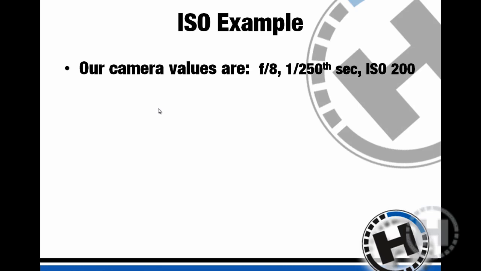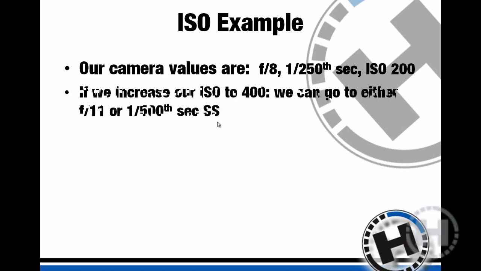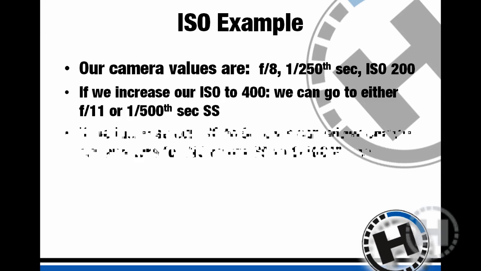So just a quick ISO example. Here are the camera values. We've got f8, 1/250th of a second at ISO 200. This is giving us a proper exposure. If we increase our ISO from 200 to 400, the camera is becoming twice as sensitive. That means that we can either speed up our shutter, from 1/250th of a second to 1/500th of a second, or we can go from f8 to f11.